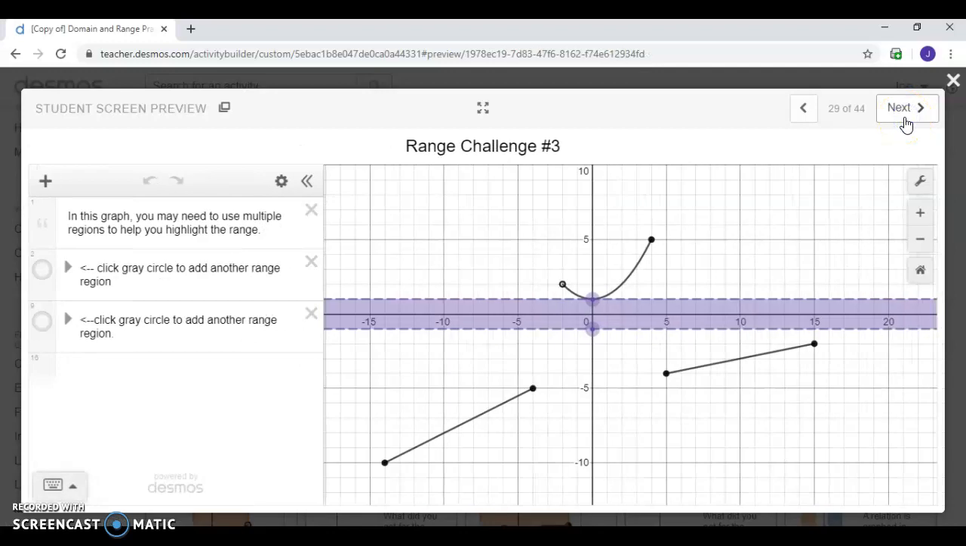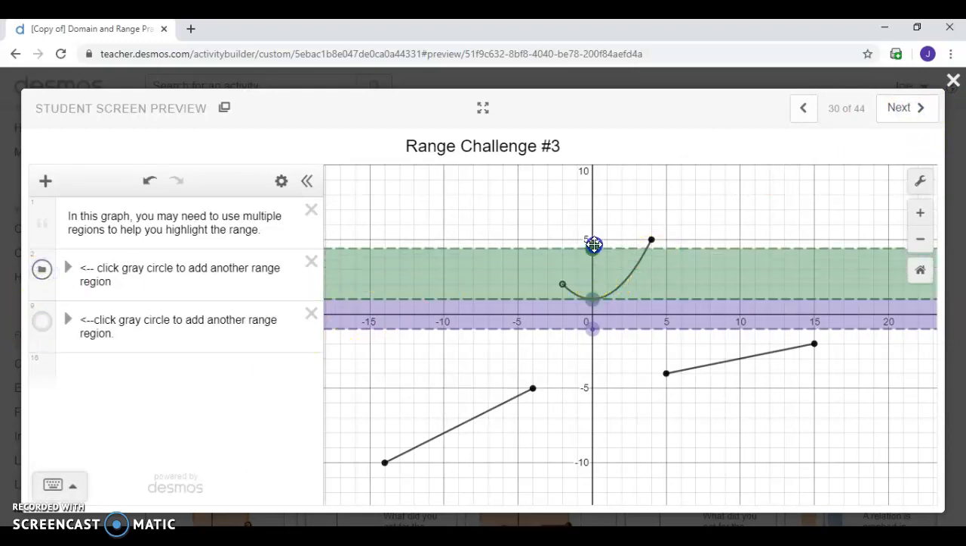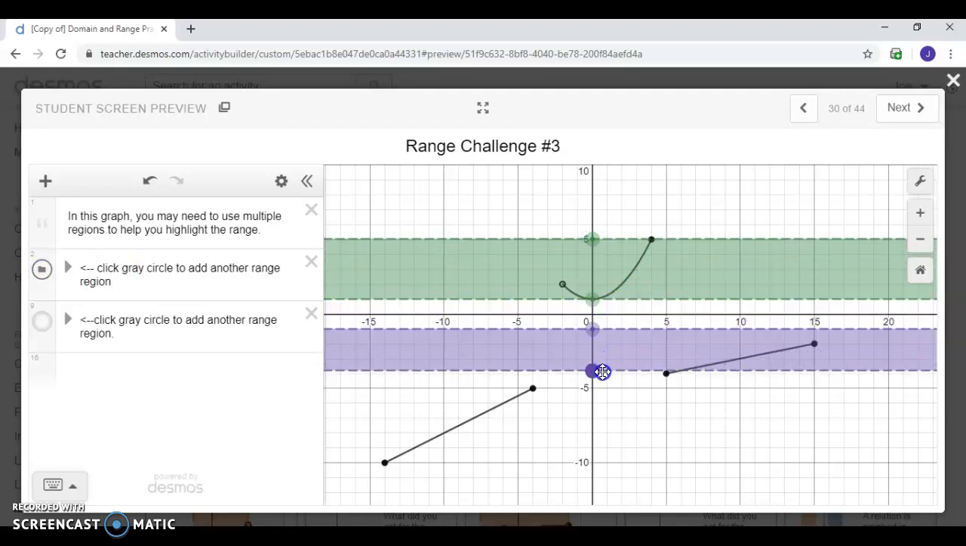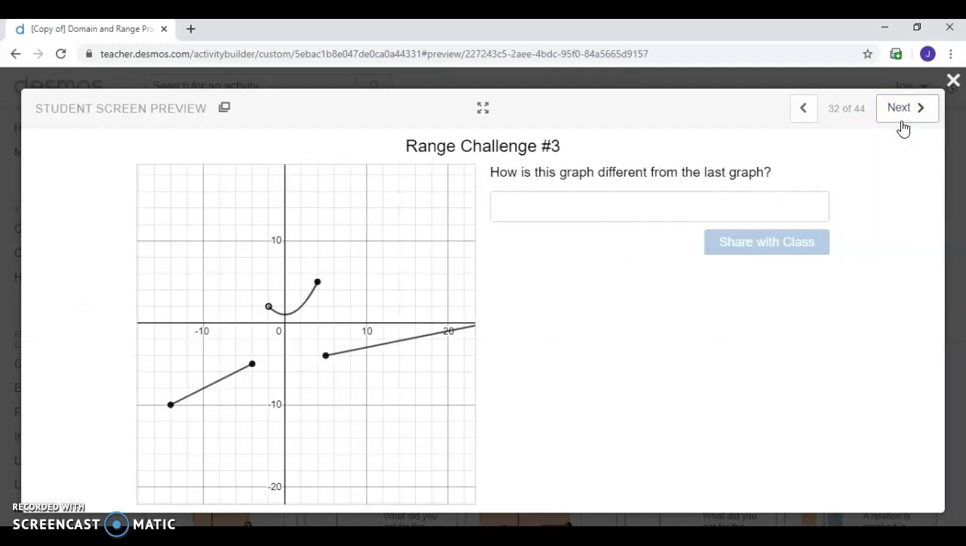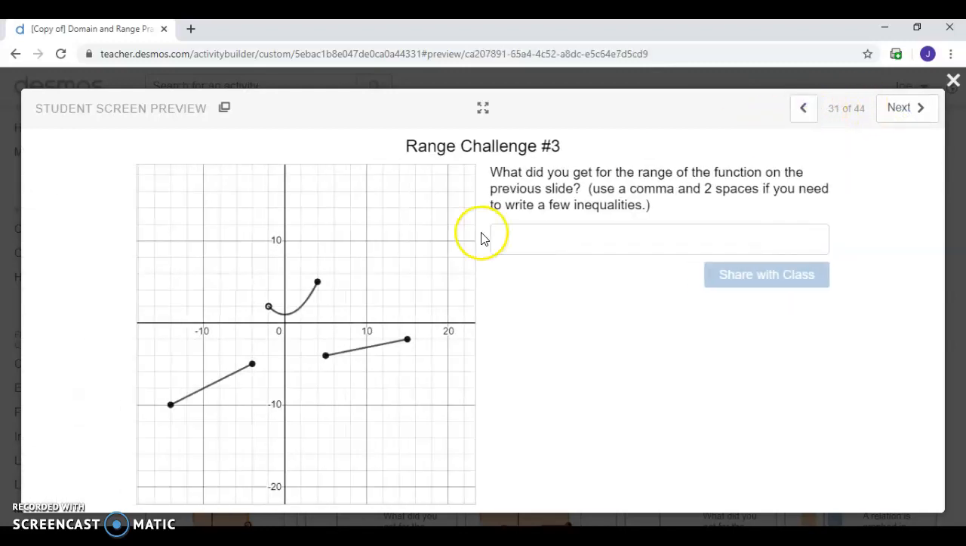And so from there, they can get some more of these range challenge problems that are just like the domain ones, where they can still add in new range barriers here. And then they start writing them out. Now this one is, again, where something is different. And so this is what they originally saw.